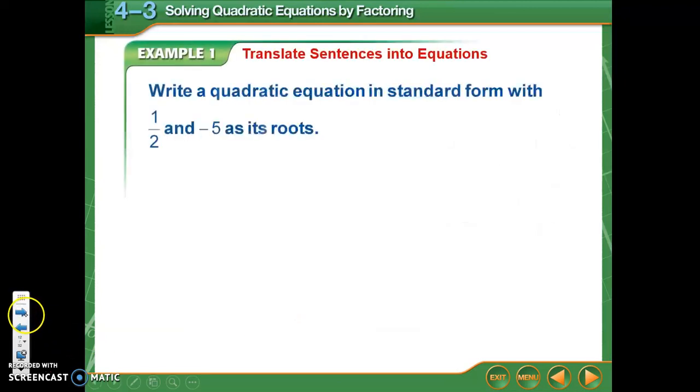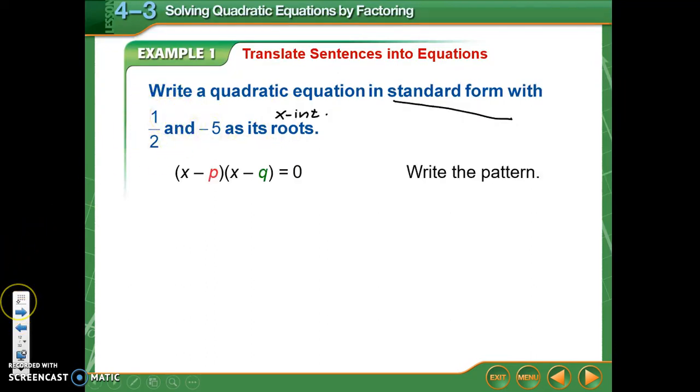We're going to use that fact to translate this sentence into a quadratic equation. So it says write a quadratic equation in standard form with roots. Remember, roots are also x-intercepts. Roots of positive 1/2 and negative 5. So the pattern is this: x minus p times x minus q. Those roots go in the factors. The negative is just part of the formula, if we can say it at this point. And again, we'll see a little bit more why in a second.